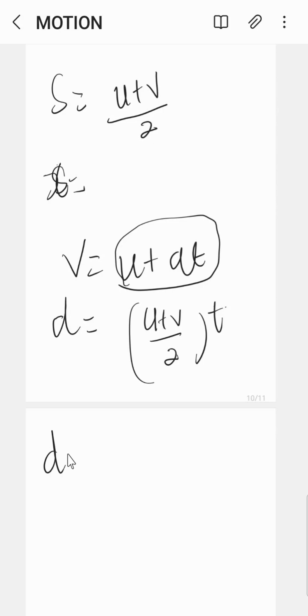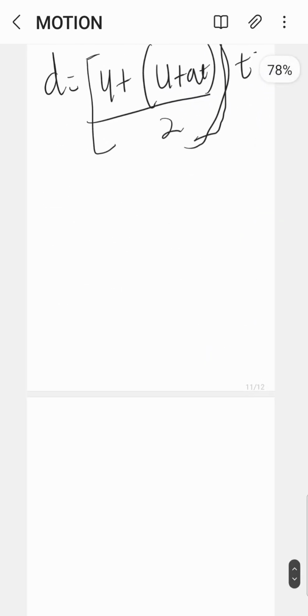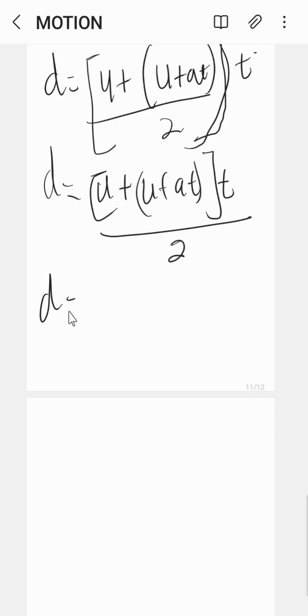Since our distance is equal to u plus v over 2 multiplied by time, we are going to say distance is equal to u plus, what is our v now? Our v is now u plus at, all over 2, multiplied by t. So now we have d is equal to u plus u plus at, multiplied by t over 2. When you have d is equal to, this t will multiply all the items inside, so t multiplied by u will give you ut.